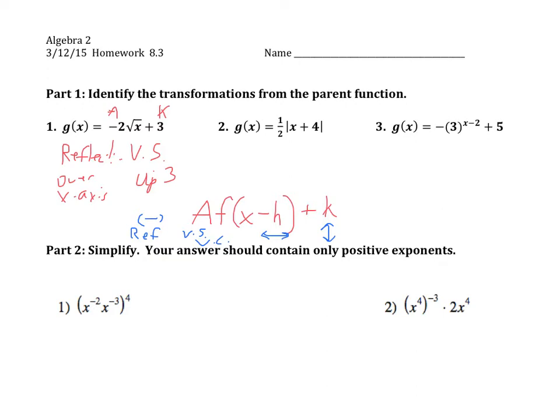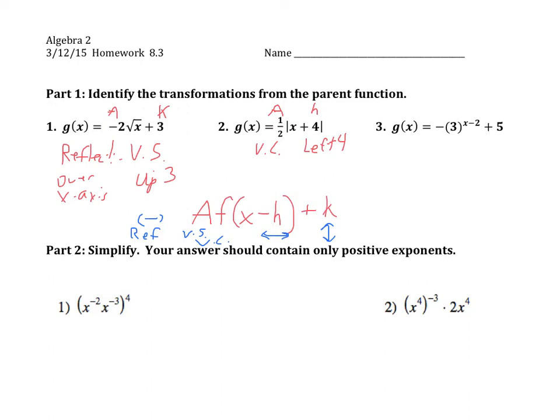Alright. Number 2, there's a 1/2 in front. That's going to be a vertical compression. That's your a number right there. And this is an h number inside the absolute value bars, so it's grouped up with the x, and that means that it's going to go to the left 4. Remember that as far as left and right goes, plus means left, minus means right.